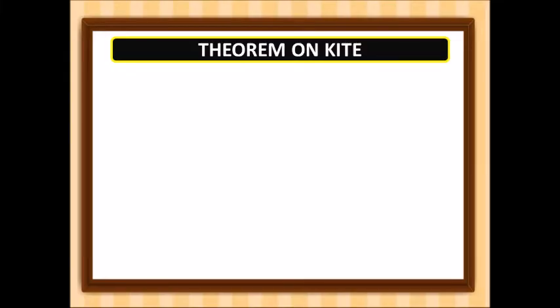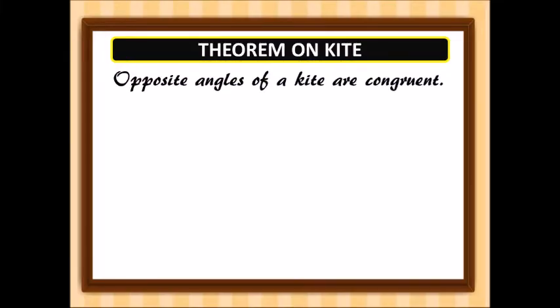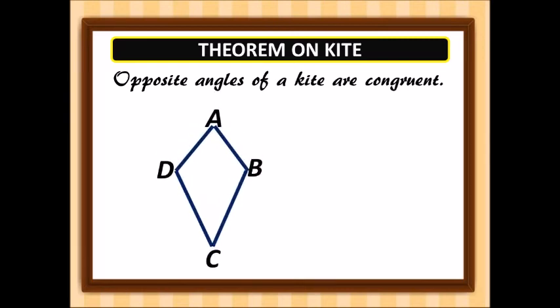Now another theorem that we have: opposite angles of a kite are congruent. In our figure, the opposite angles are angle A and angle C. Therefore, angle A is congruent to angle C. Another pair of opposite angles is angle D and angle B. So angle B is congruent to angle D.